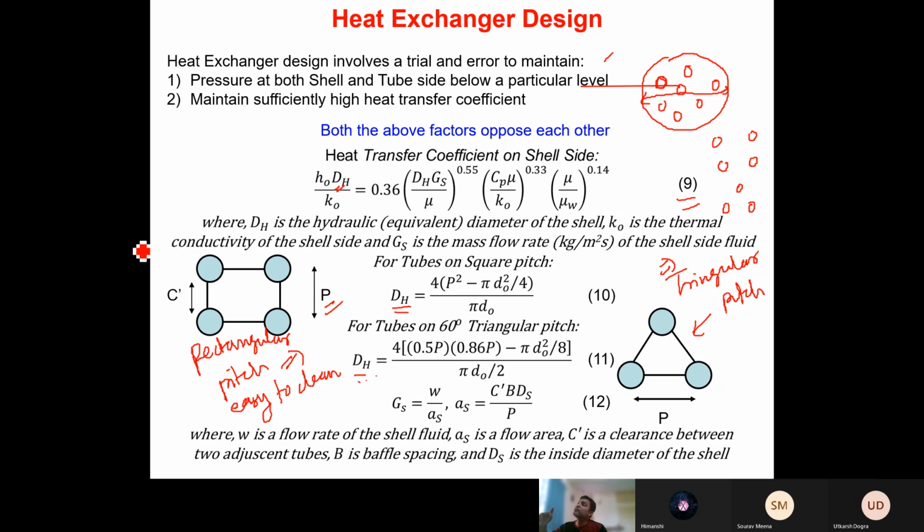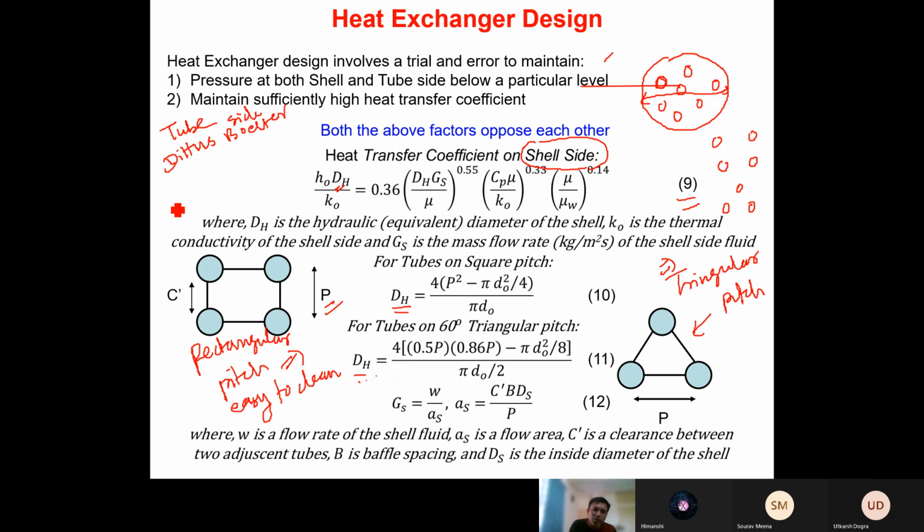Similarly, we can calculate the tube side heat transfer coefficient. How can we calculate the tube side heat transfer coefficient? Anyone? Can you say? What will be the tube side heat transfer coefficient? I have given only the shell side. This is only the shell side. Okay. What will be the tube side? For the tube side, we have to use the Dittus-Boelter equation that we have seen earlier.